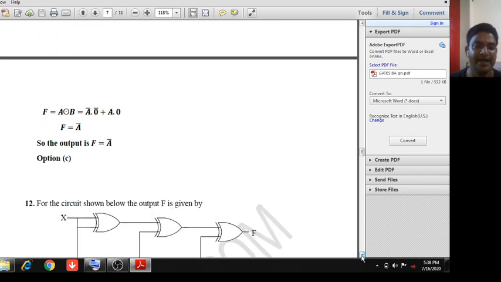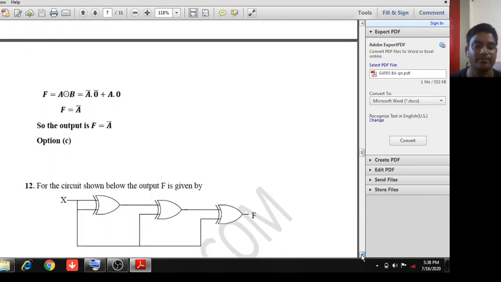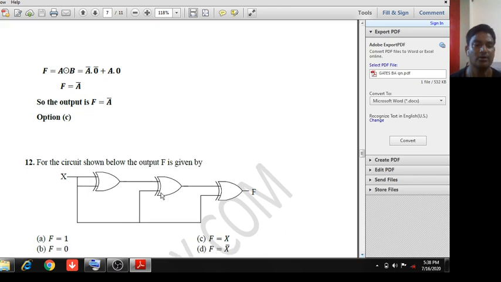Okay. Next question. This is again important question. For this circuit shown below, what will be value of the F? Okay, now you are already aware with XOR gate. Suppose both input are same, X. I already explained in the video. If both input are same, X XOR X is always equal to 0. So 0 will come here, and you know 0 XOR X is always equal to X. It works as a buffer.